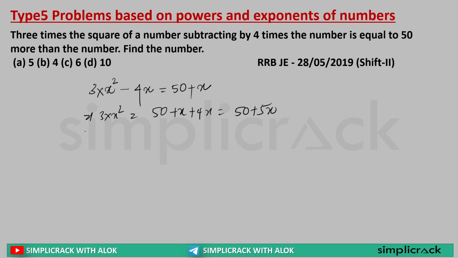Clear? Now for 3x square, if I take 5 here, it will be 3 into 5 square is equal to 50 plus 5 into 5. So this can be written as 50 plus 25. 3 into 25 is equal to 75, and 50 plus 25 is equal to 75. So the right answer is option B. Clear? Very simple. We do not need to do anything else. Simply go through the options.